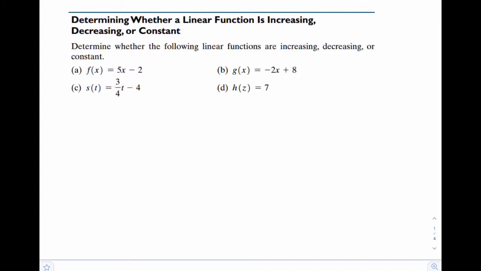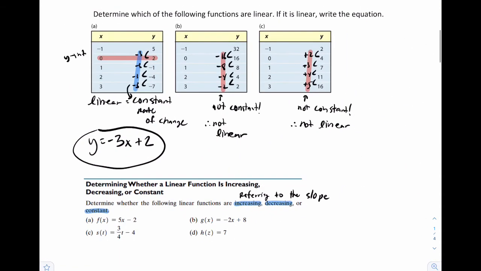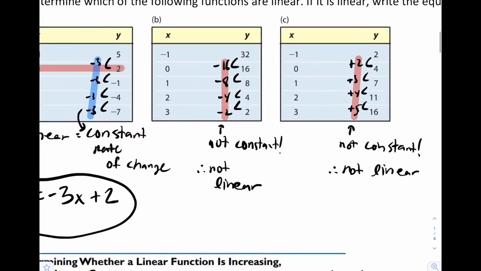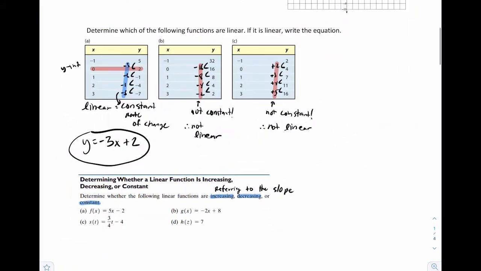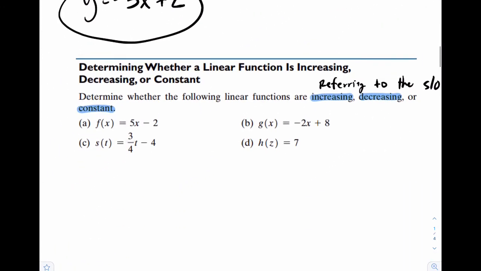So now let's do the last example. It says determine whether the following linear functions are increasing, decreasing, or constant. I want you to highlight these: increasing, decreasing, or constant. What's important to note is that these are referring to the slope. Because up here I was saying the word constant a lot, but that was referring to what's happening between each change, like a constant rate of change. Now we're just saying, if you look at the actual slope, what is actually happening?